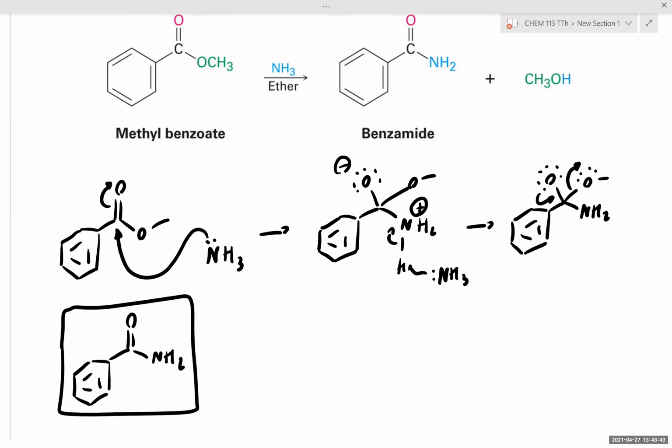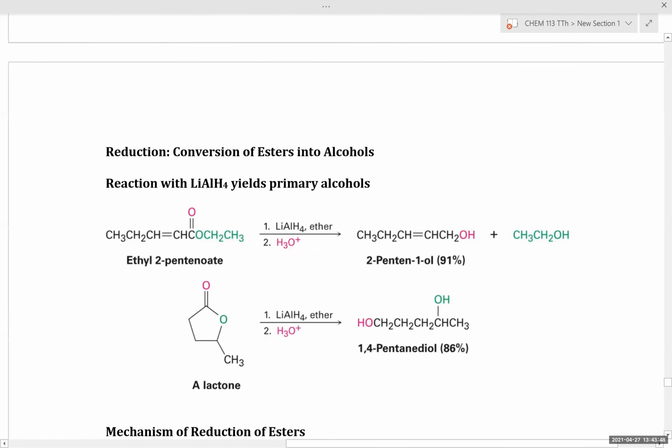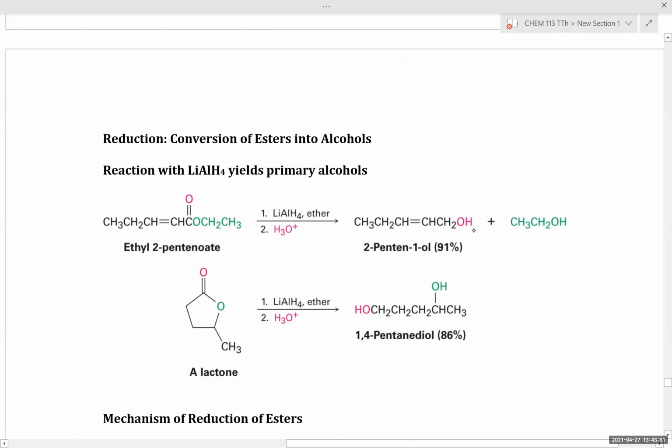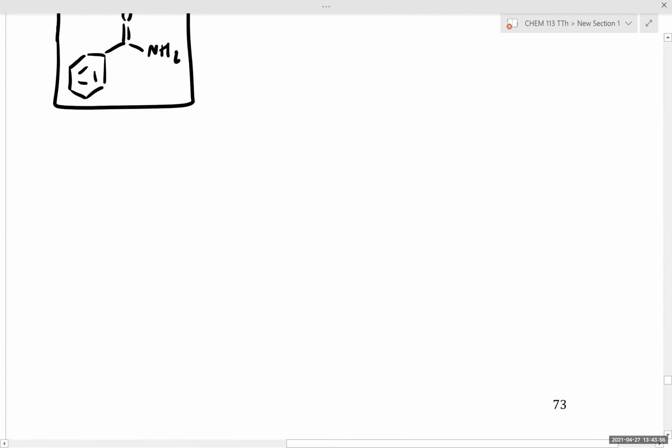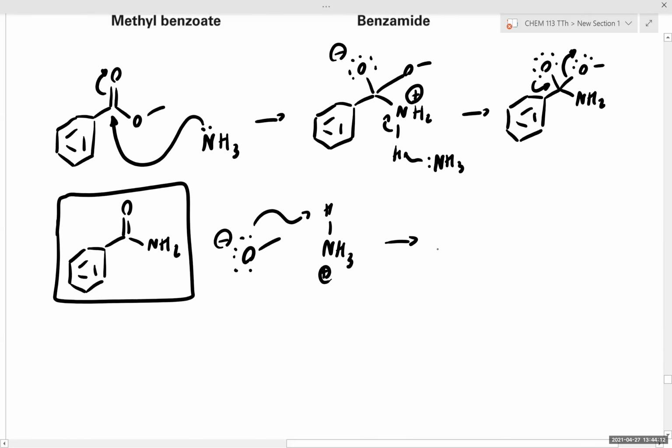Okay, so let's keep going then. So we have a student asking, what happens to the alkoxide ion? Well, when it's floating around, it's likely just going to be protonated, not necessarily by ammonia, but by ammonium. Yes. And that's part of what helps drive this reaction to completion.